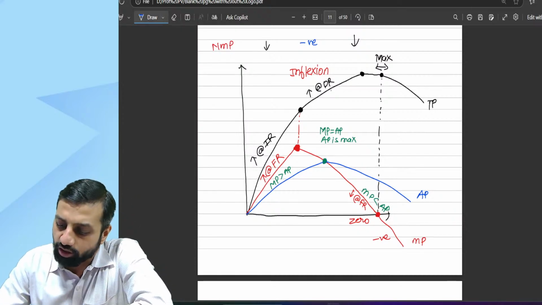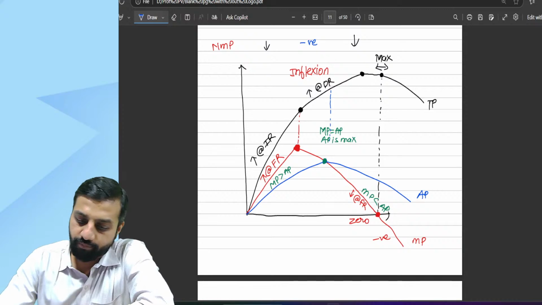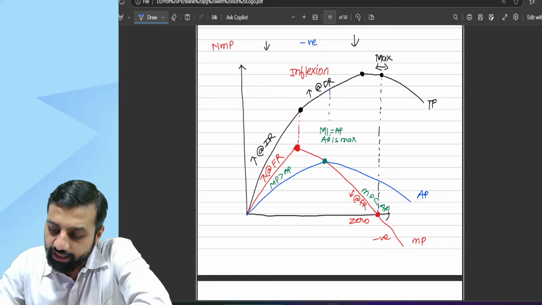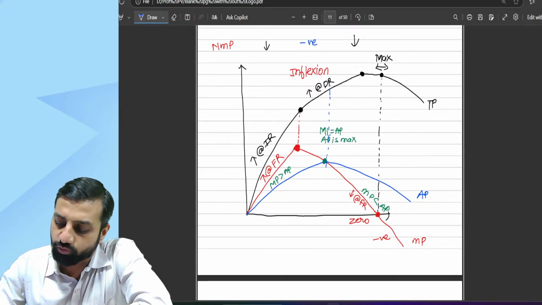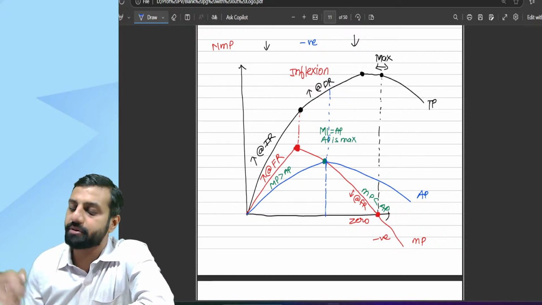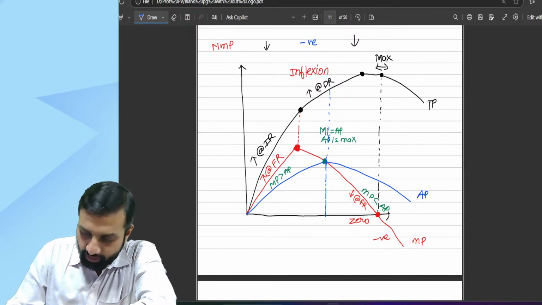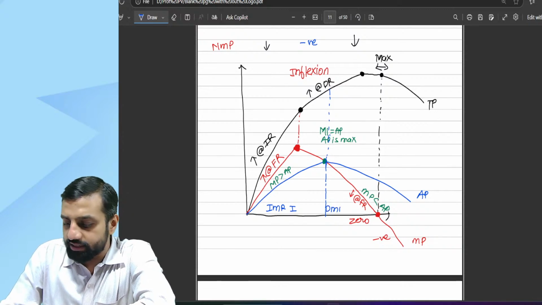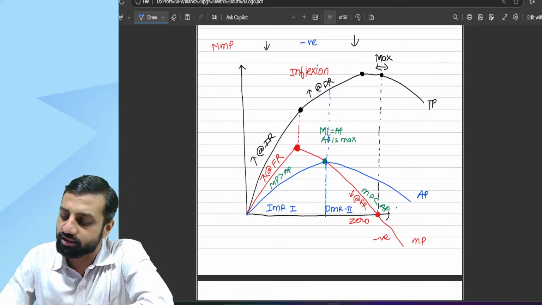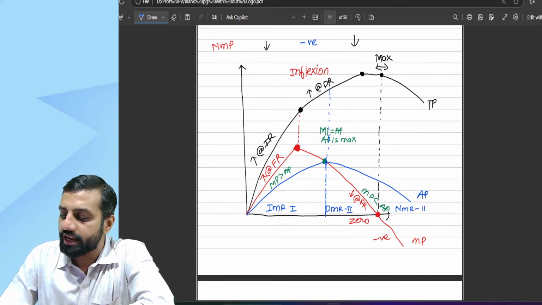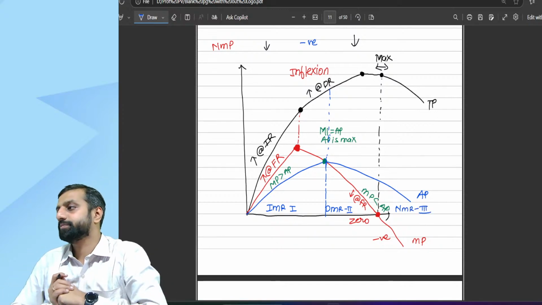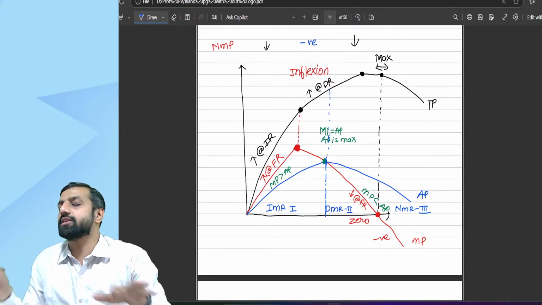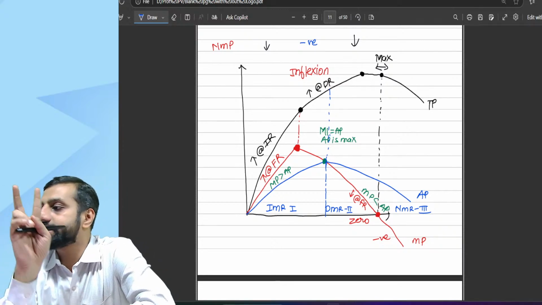According to modern economists, I repeat, according to modern economists, stage 1 ends at maximum of AP. So this is our stage 1 IMR, increasing marginal returns. This is our stage 2 diminishing marginal returns, and this is our stage 3 negative marginal returns. Will a producer operate in stage 1 and 3? The answer is no. Where will he operate? He will operate in stage 2.